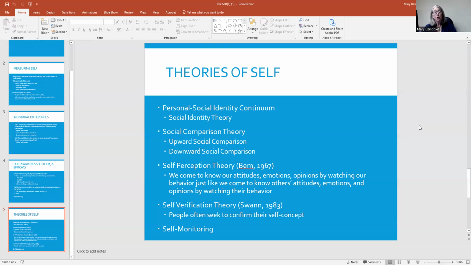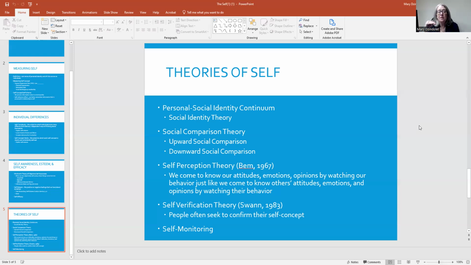Now, I don't know about you, but this seems very counterintuitive. I would say I know what my attitudes and emotions and opinions are, and that's what leads to my behavior. I'm not looking at my behavior to know what my attitude is, or what my emotion is, or what my opinion is. It's like my behavior comes from my attitudes, my emotions, and my opinions. I know them, and that's why I act the way that I act. That's how it feels to me.